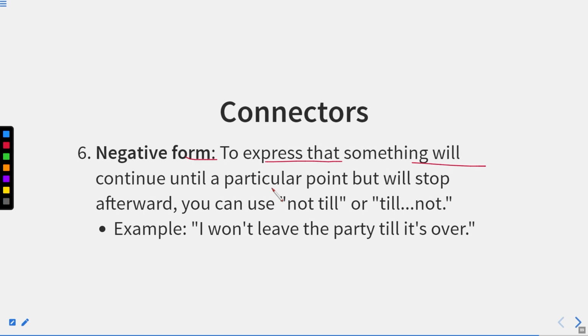Negative form. To express that something will continue until a particular point of time but will stop afterward, you can use not till or till not. I won't leave the party till it is over.